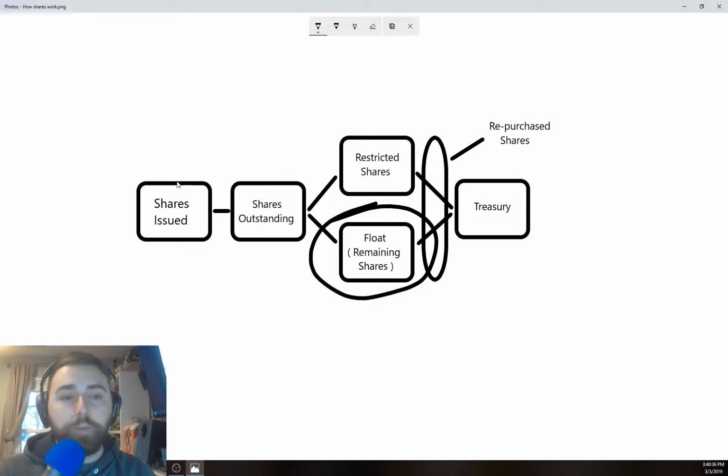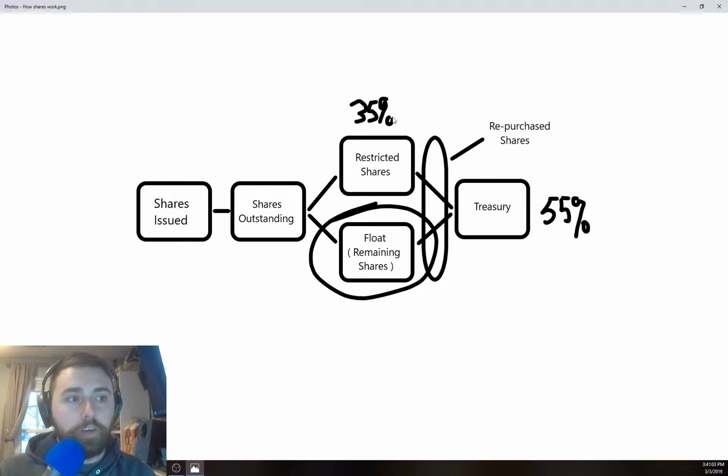Now, from the initial public offering where authorized shares are actually issued, we will then have some of those, usually more than 50%, sent into the treasury. That will leave us with shares outstanding, then split into restricted shares, and then what's left from that. So say we had 55% sent to the treasury, and 35% restricted.